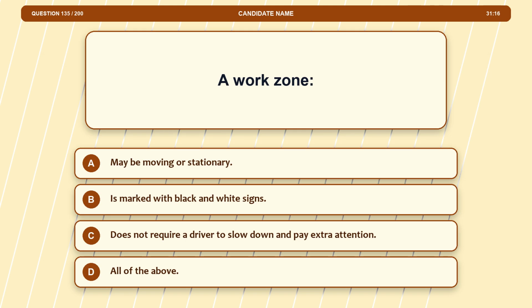Question 135. A work zone. Option A, may be moving or stationary. Option B, is marked with black and white signs. Option C, does not require a driver to slow down and pay extra attention. Option D, all of the above.